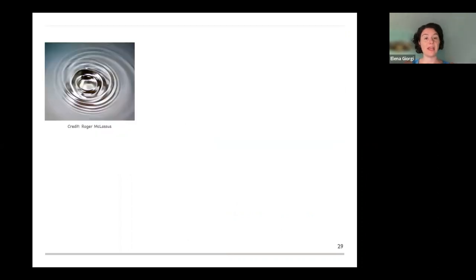If I say waves, you probably think about water waves, such as the ones created by a stone falling in a pond, which creates concentric ripples around it. So this is a picture, but if we want to give an animated representation of those waves, it would be like this: circles that propagate outward as time passes.